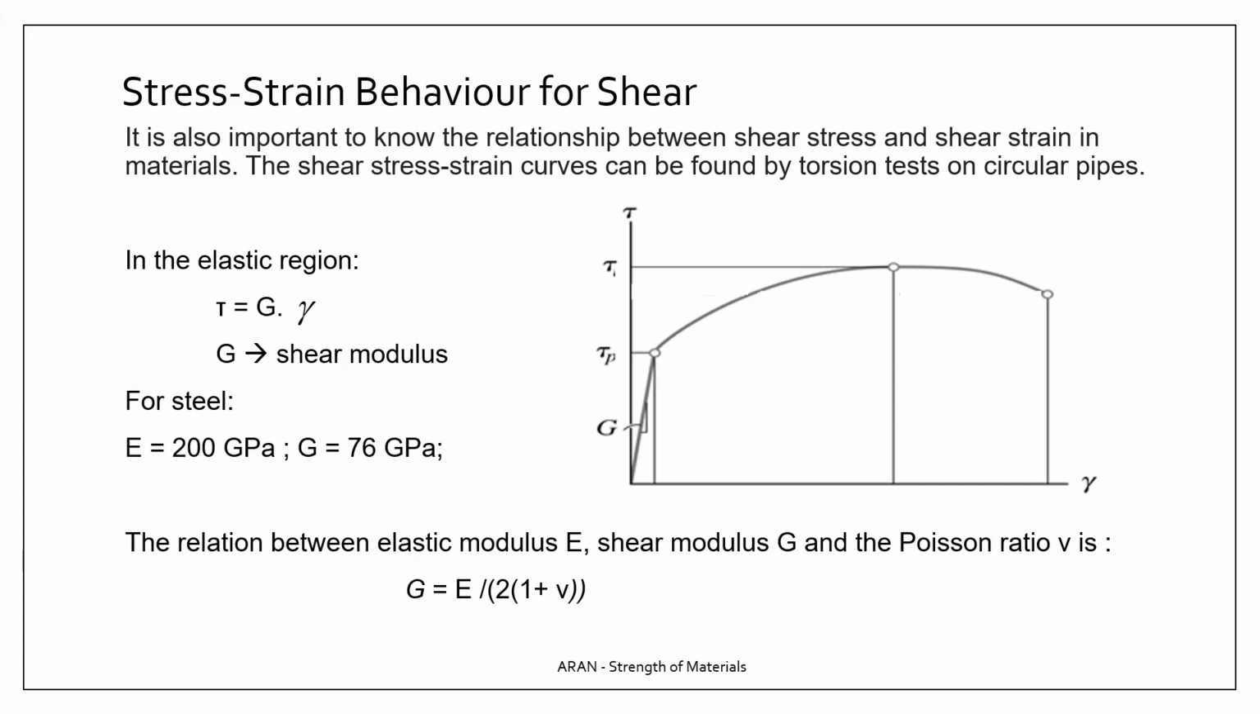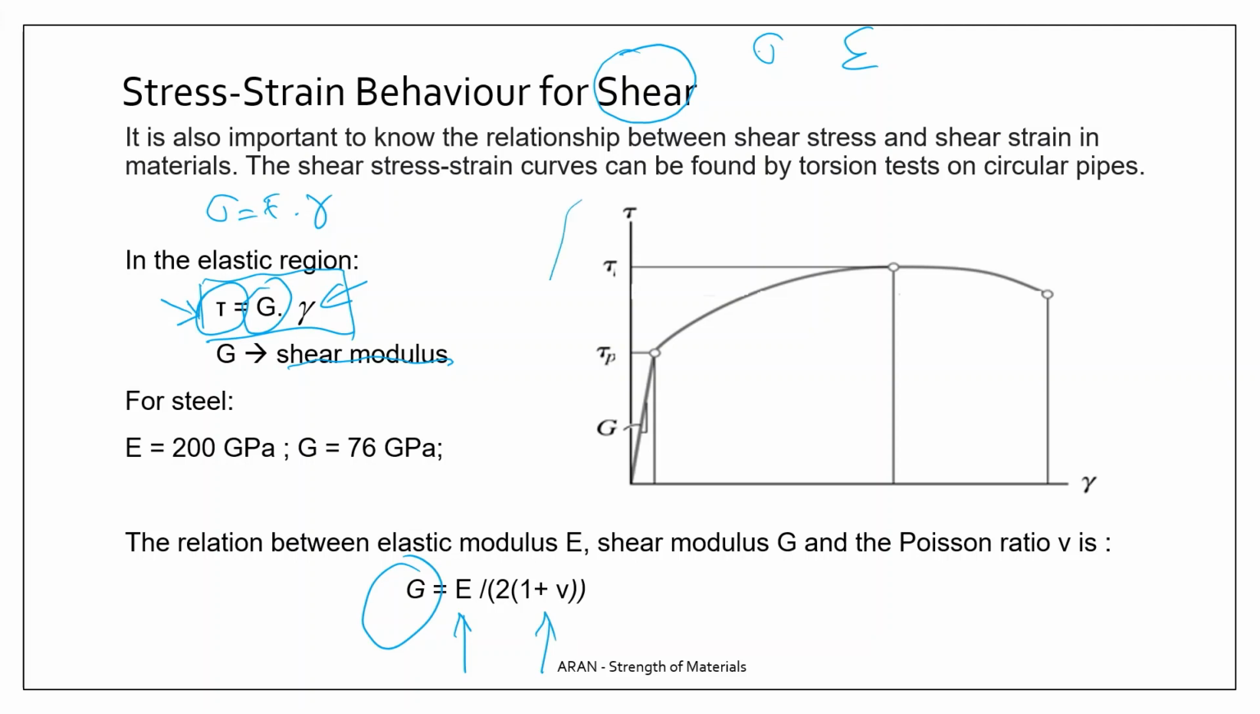Well, we have discussed sigma and epsilon. We know that we also have shear loads and shear stresses. Well, in the elastic region, we said that sigma equals E times epsilon, and we also have a relationship between the shear stress and the shear strain, tau equals G times gamma, and this G value is the shear modulus. It can be calculated with the help of the elastic modulus and the Poisson's ratio.